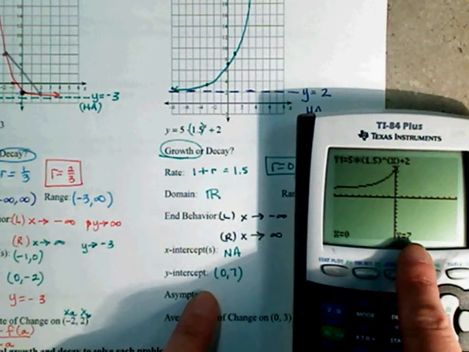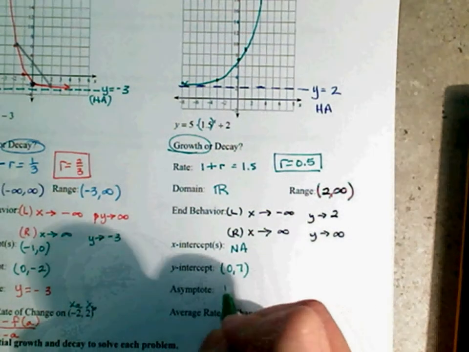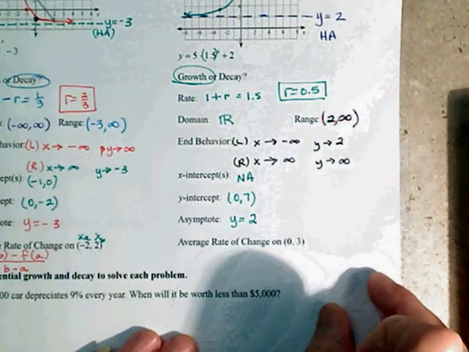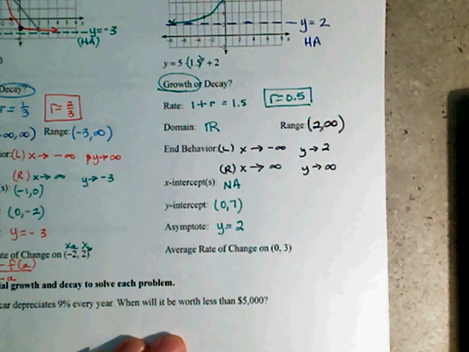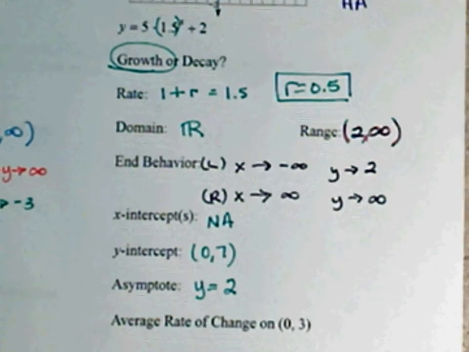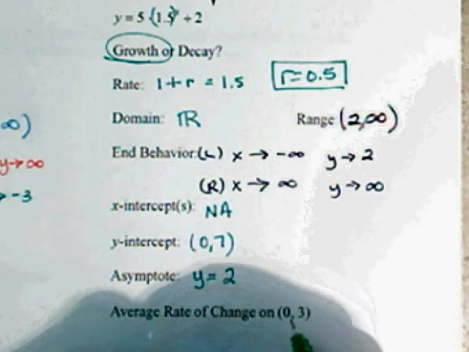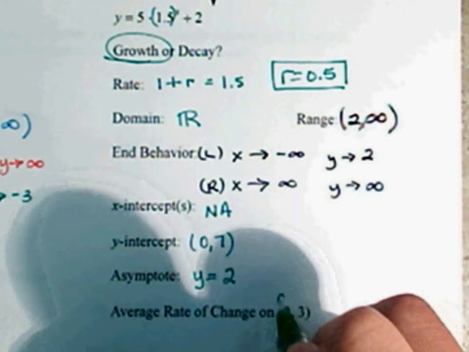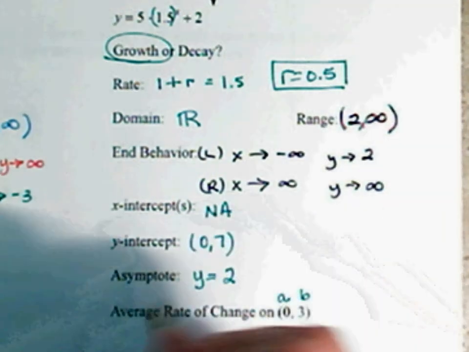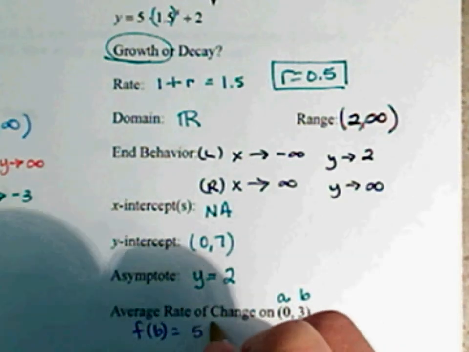All right. Asymptote, where did we say it's approaching but never crossing? At 2. All right. I'm going to make this a little bit bigger so you guys can see that. Is that better? Okay. Now let's go into the rate of change. You guys ready? This is the part where students miss. Here's your A, here's your B. Okay? Let's do the f of b first. f of b is equal to 5 times 1.5 raised to the 3 plus 2.